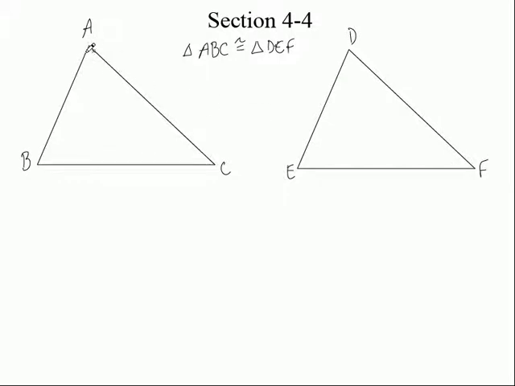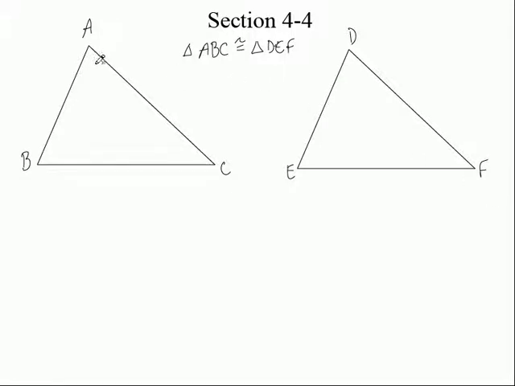Line segment AB equals DE, and then line segment AC equals what? Line segment DF, and then line segment BC equals line segment EF. Good. That's 6 things, isn't it? 6 things in order to show that triangles are congruent to each other. But guess what? They're going to actually give you some shortcuts.